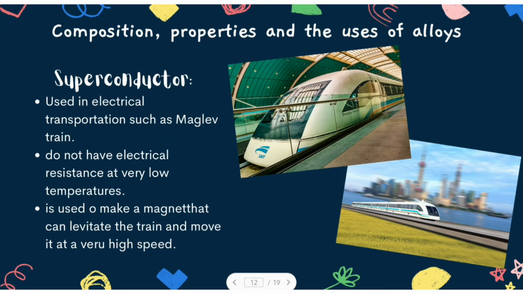Another example of alloy is superconductor, used in electrical transportation such as maglev train. Do not have electrical resistance at very low temperature. Is used to make a magnet that can levitate the train and move it at a very high speed. Levitate here means rise, to rise and hover in the air. Maksudnya terapung lah, dia terapung.